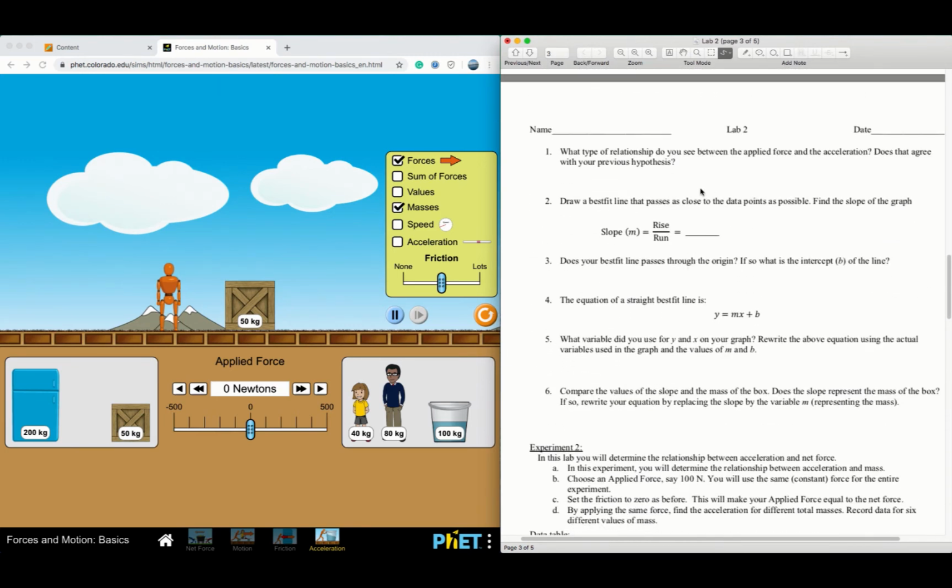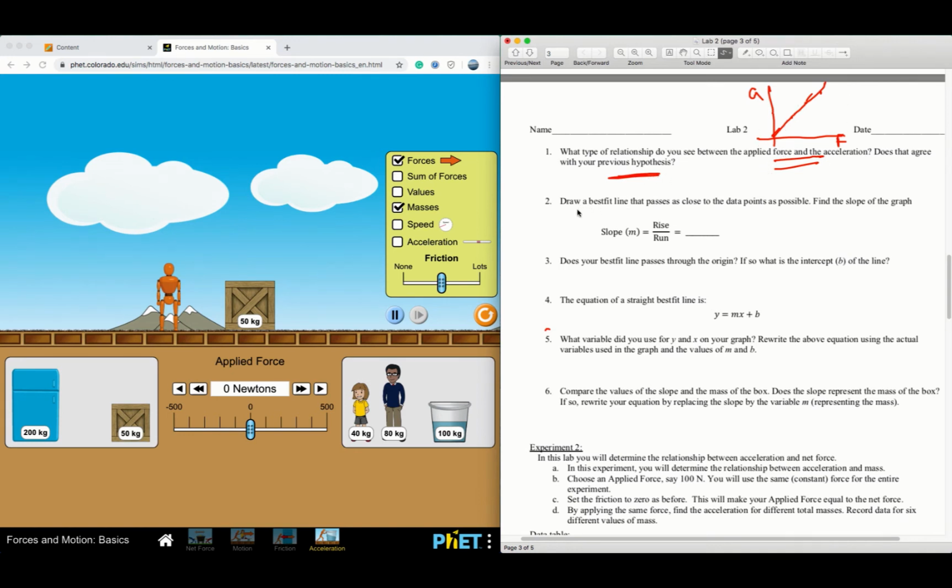Okay, so what type of relationship do you see between the applied force and the acceleration? So from the graph, if the graph has this linear kind of data, then that shows that this is a linear graph. Okay, this is a linear or direct relationship graph. So this shows that acceleration is directly proportional to force. Okay, that's what the graph shows. Does that agree with your previous hypothesis? So you need to decide whether this agrees with your previous hypothesis or not.